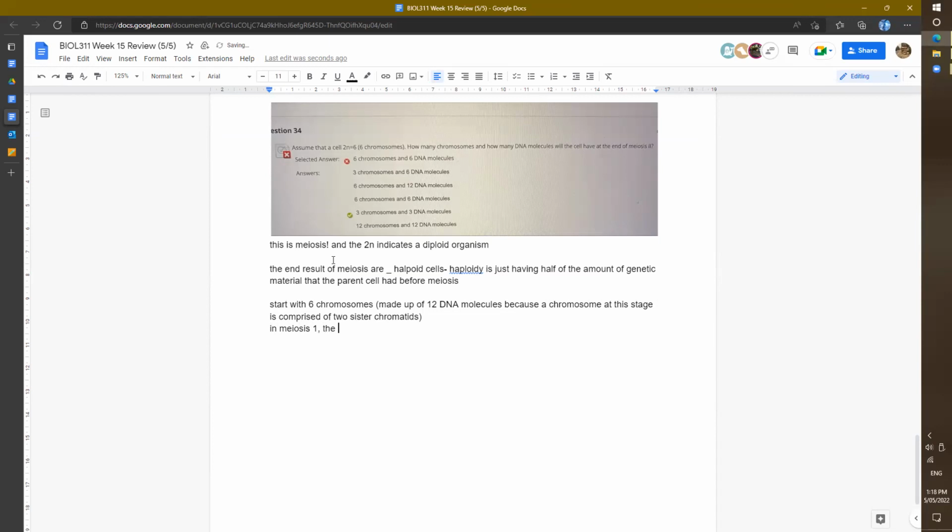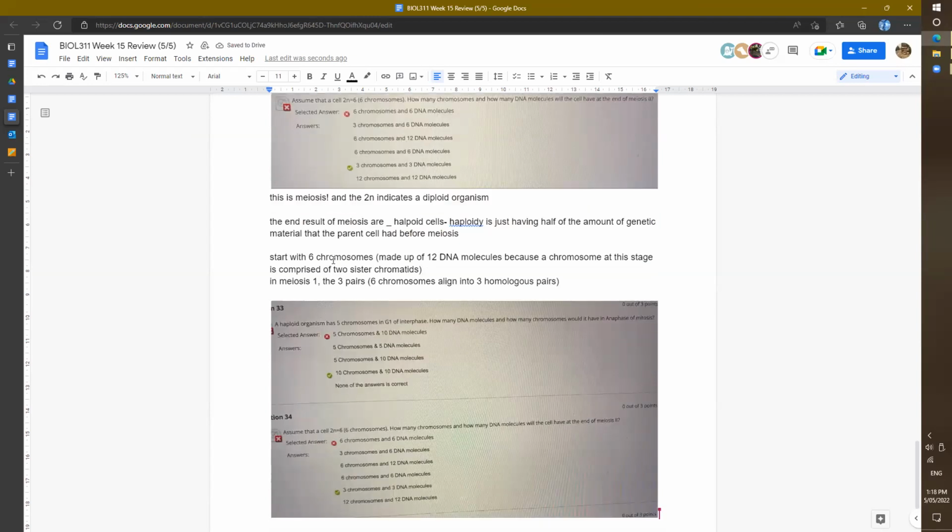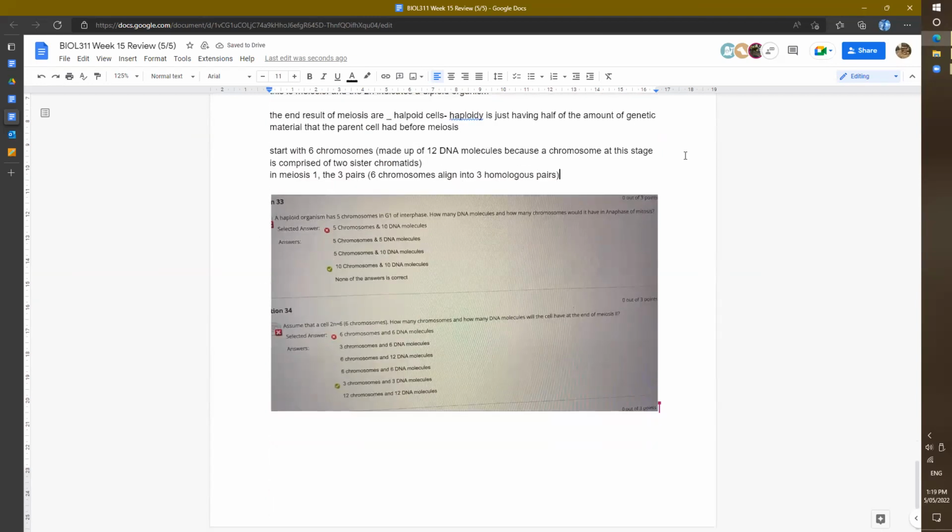Let me see. Okay, so the next one, let me see if I can copy and paste this into the doc. Okay, cool. So we are told that we have a haploid organism who has 5 chromosomes in G1 of interphase. How many DNA molecules and how many chromosomes would it have during anaphase?